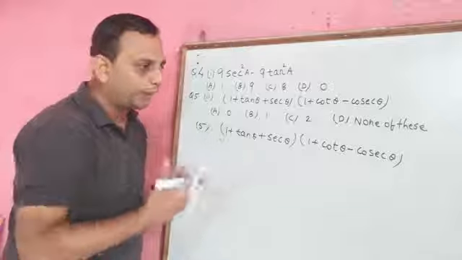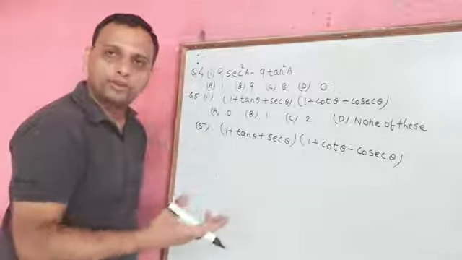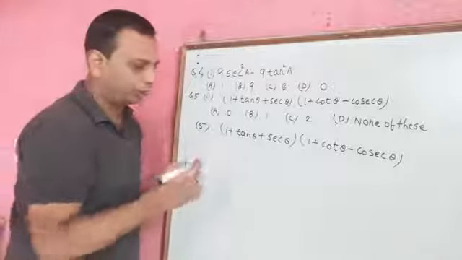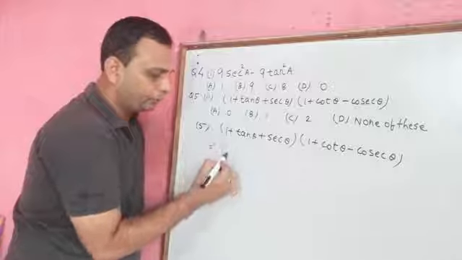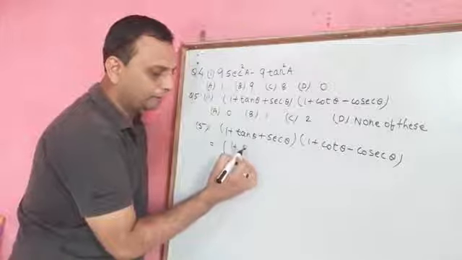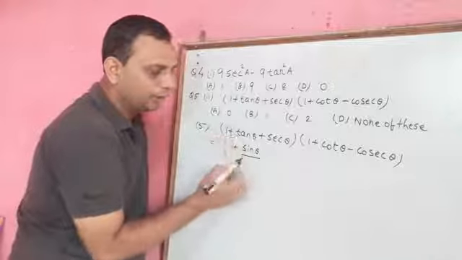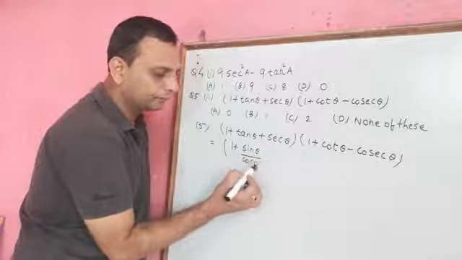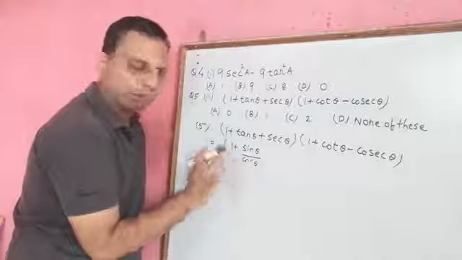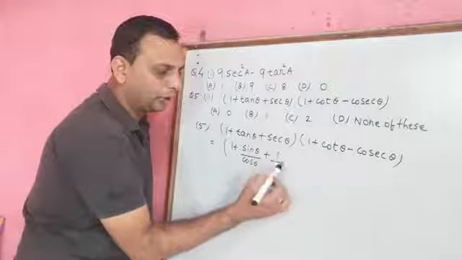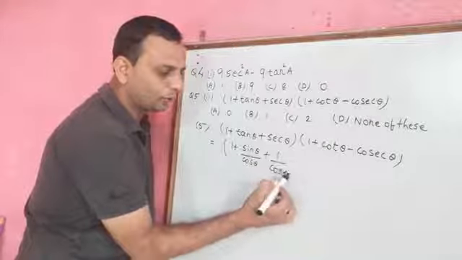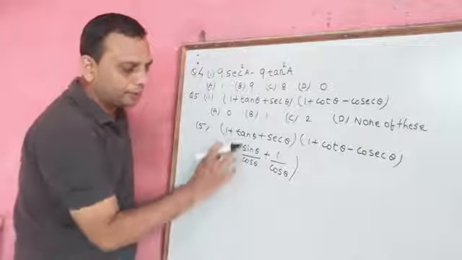So what is the next step? We will try to convert this question in the form of sin and cos. So it is equal to 1 plus sin theta upon cos theta plus 1 upon cos theta. Tan is equal to sin upon cos, and sec is equal to 1 upon cos theta.